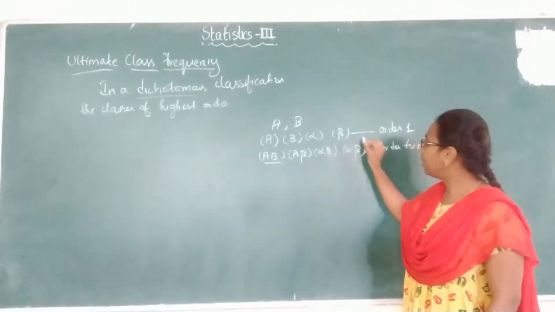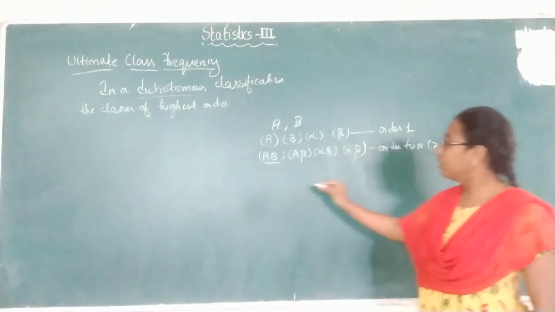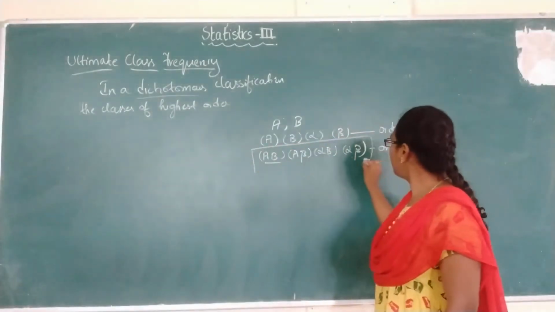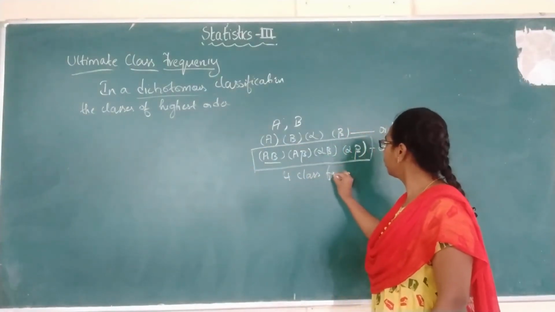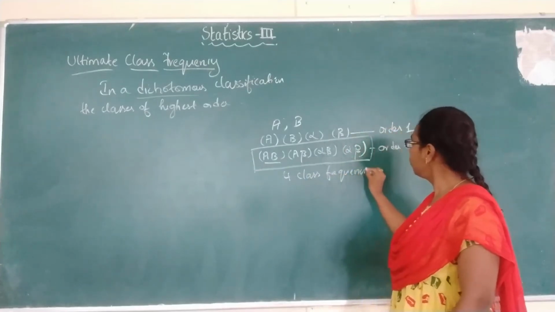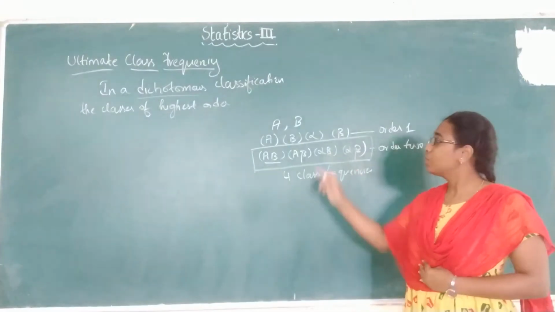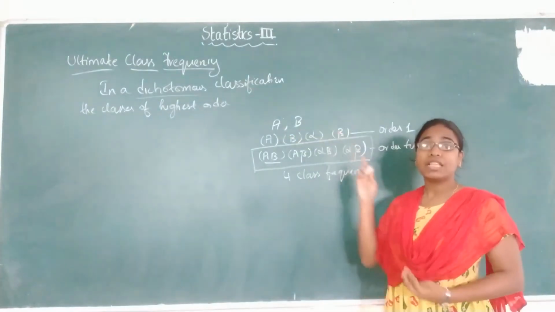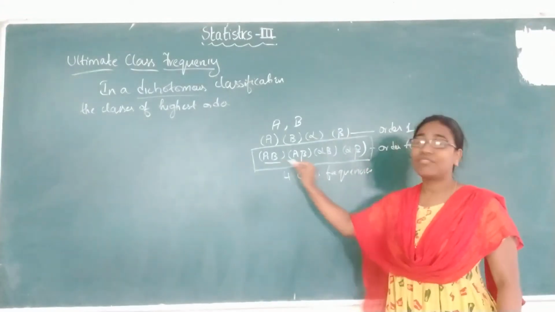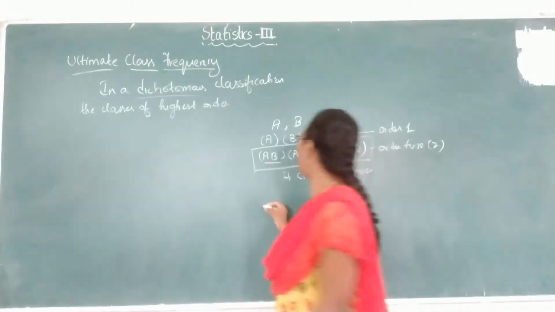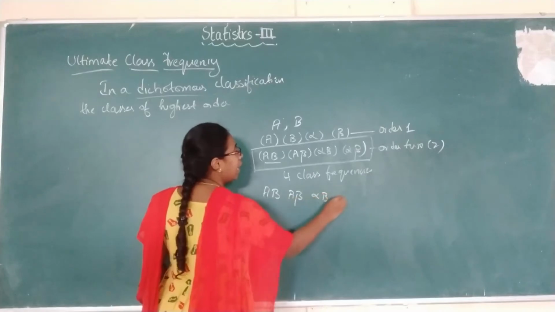If you compare which class frequencies have the higher order, all these 4 class frequencies have the highest order, that is 2. Whenever you consider 2 attributes, the highest order of class is 2. So what are the different classes here? AB, A beta, alpha B, and alpha beta.